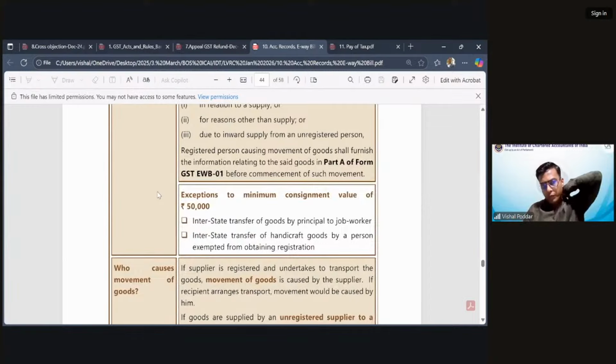Now, once these conditions are met, the registered person who is causing the movement has to generate it. What it means is, where the supplier is doing the movement, the supplier has to raise it. If the recipient is doing the movement, that is, the recipient is arranging the transport for taking his goods, the recipient will be generating the e-way bill. Now, how will it be generated? You have to go to the e-way bill portal and fill in the details of your invoice in part A of the e-way bill.